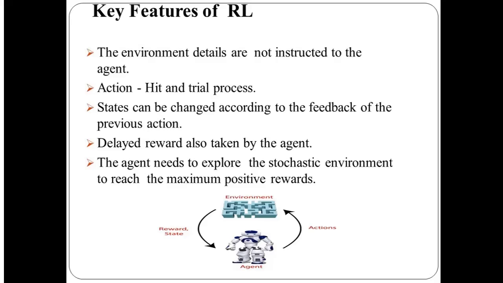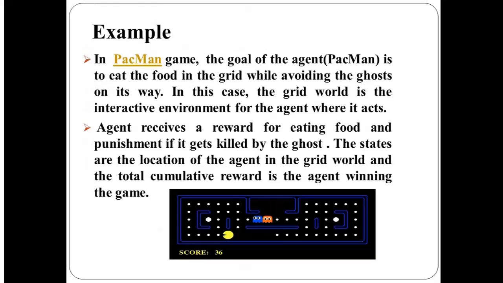The environment details are not instructed to the agent. Actually the action follows a hit and trial process. The states can be changed according to the feedback of the previous action. Delayed reward is also taken by the agent. It needs to explore the stochastic environment to reach the maximum reward.